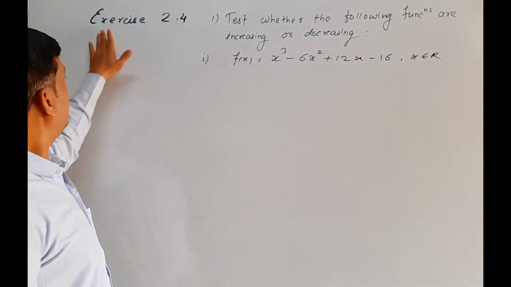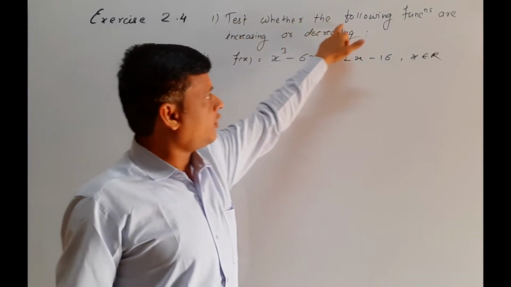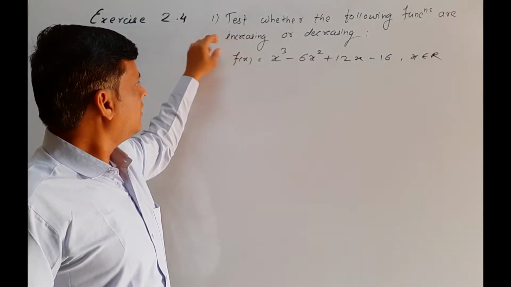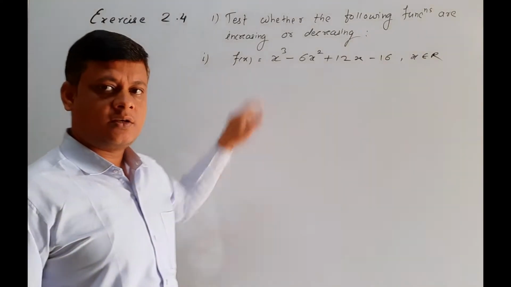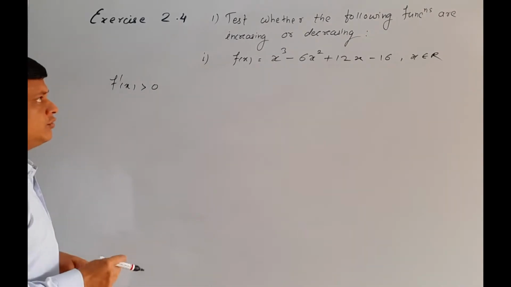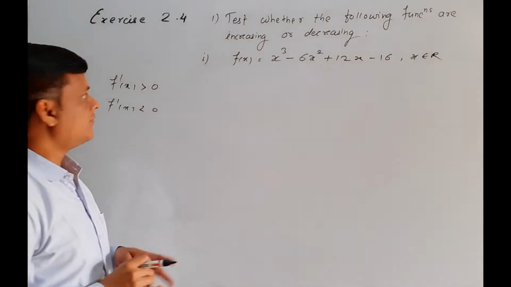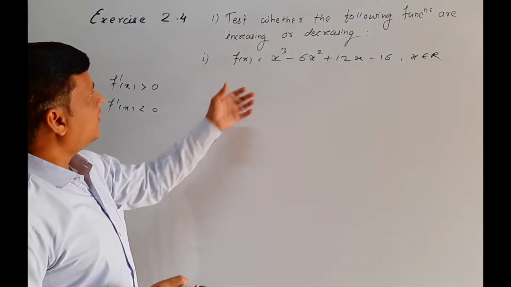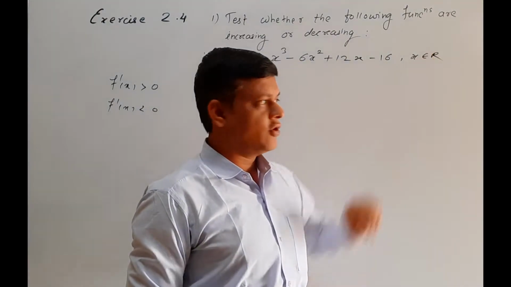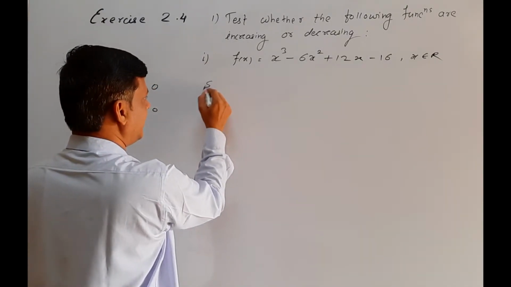Now see exercise 2.4, question number 1. Test whether the following functions are increasing or decreasing. We discussed in the previous lecture that f of x is increasing when f dash of x is greater than 0, and when f dash of x is less than 0, the function is decreasing. With the help of this concept, we test whether the given function is increasing or decreasing for x belongs to R. For that we have to differentiate this function.